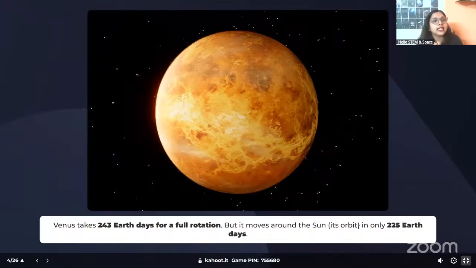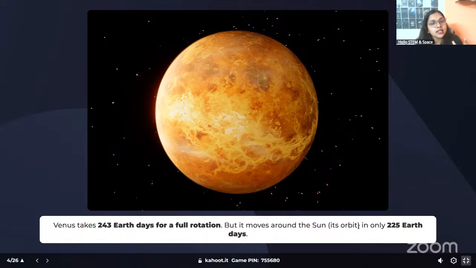Venus takes 243 Earth days to complete one rotation. Earth only takes 24 hours to complete one rotation along its axis, but Venus takes 243 Earth days to complete one rotation. That means one day on Venus is actually 243 Earth days. But it also moves around the sun. With the rotation, it is going around the sun also, but for that it only takes 225 Earth days. So that is why we can say that one day on Venus is longer than its one year.